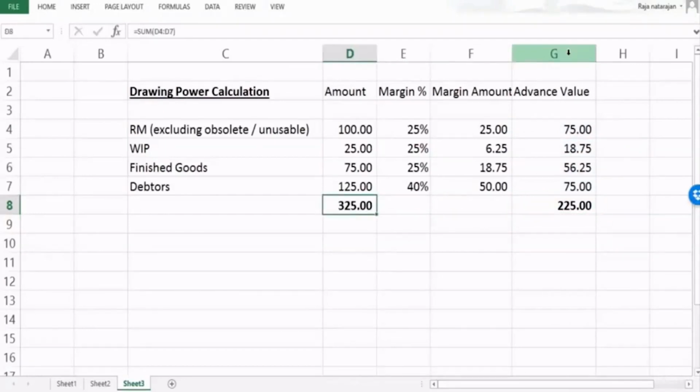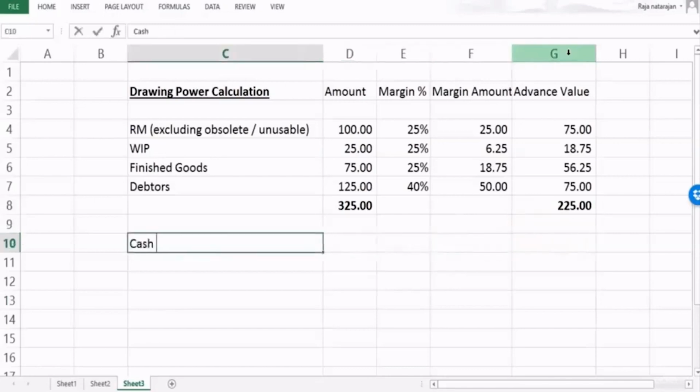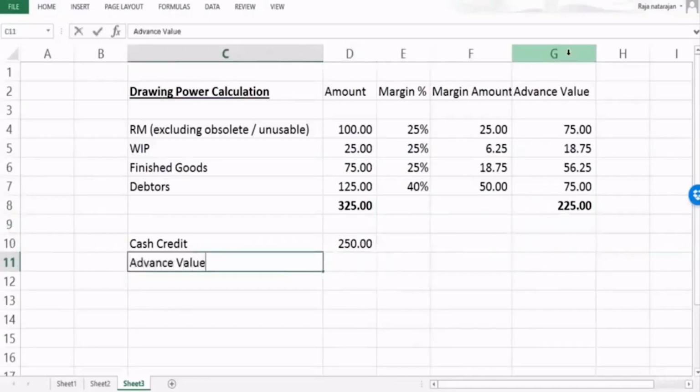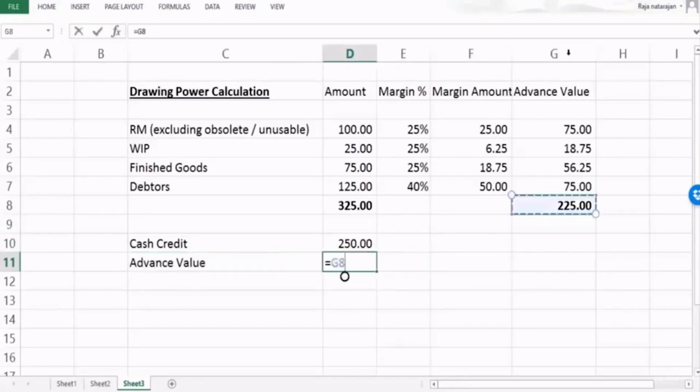So if you're going to show 325 worth of current assets, bank would be giving only 225 as what is known as drawing power. Okay, so this is the drawing power, but let's not conclude it like this, because this has to be compared with the cash credit that has been sanctioned. Let's say the cash credit that was sanctioned is 250 million, whereas the advance value that you have now is 225 million.